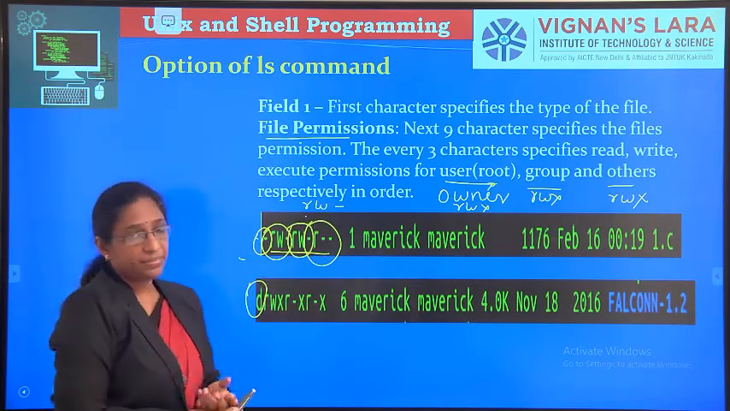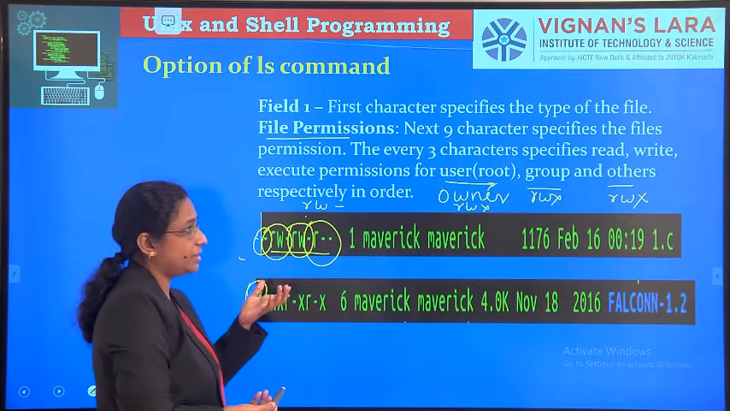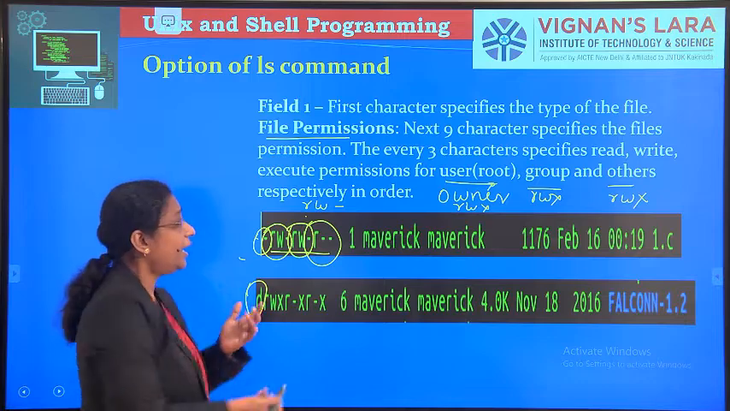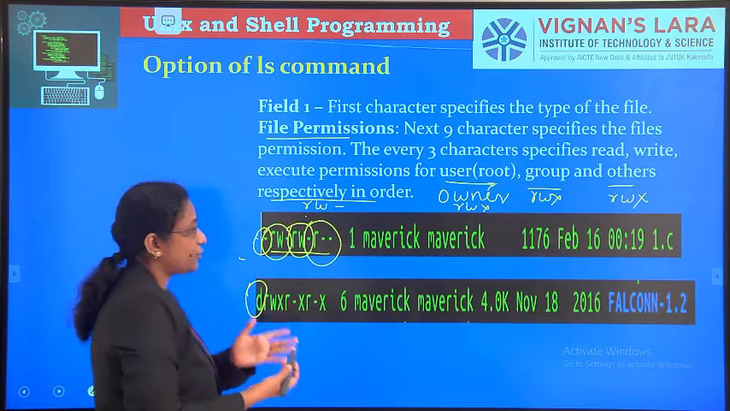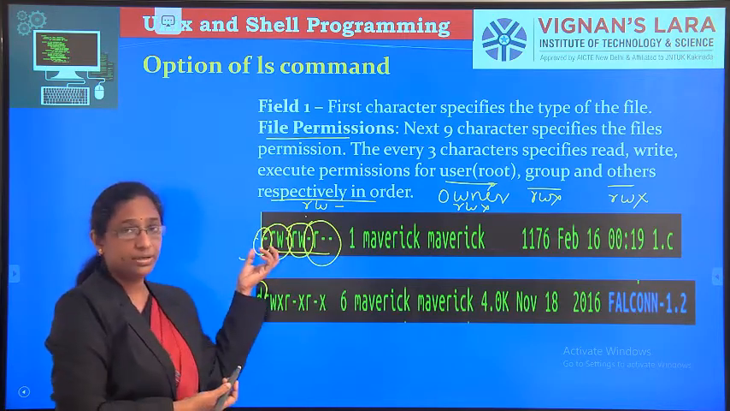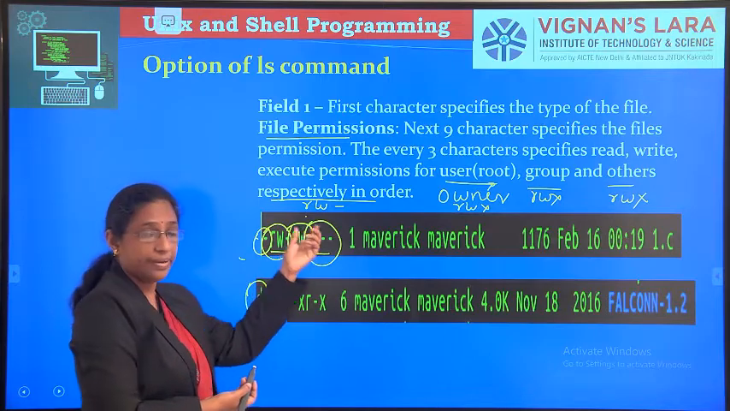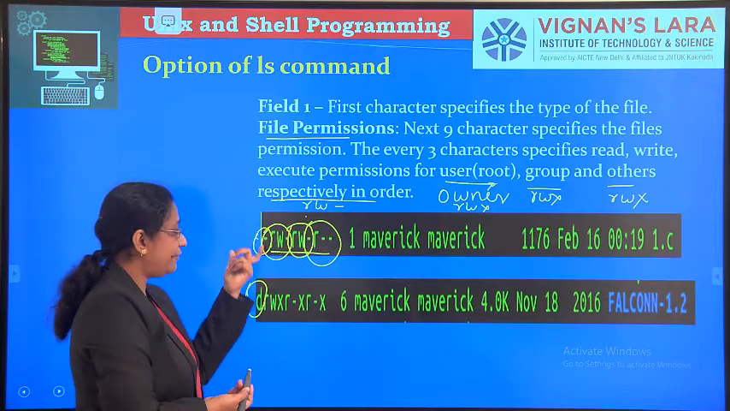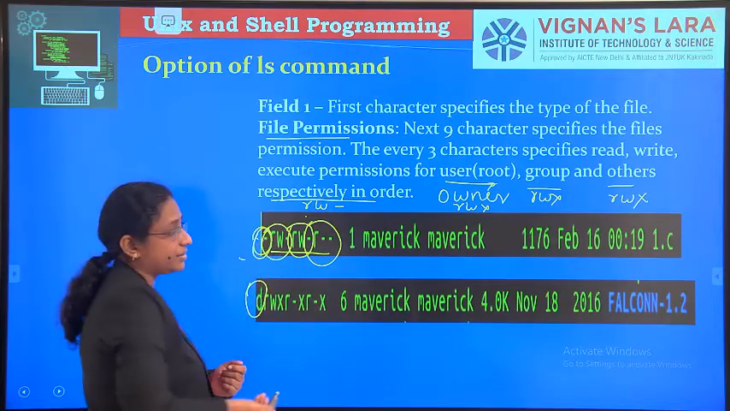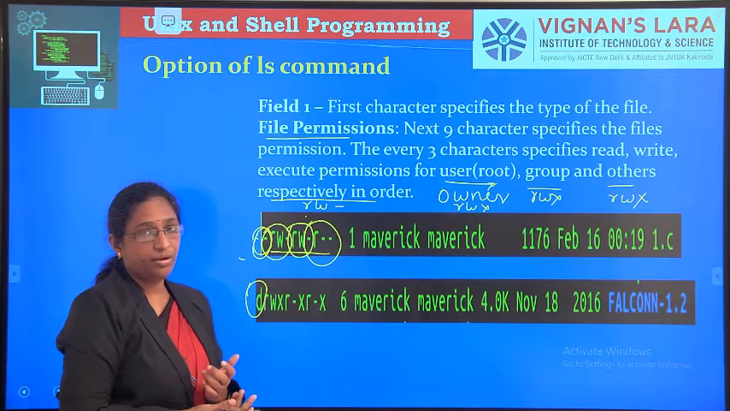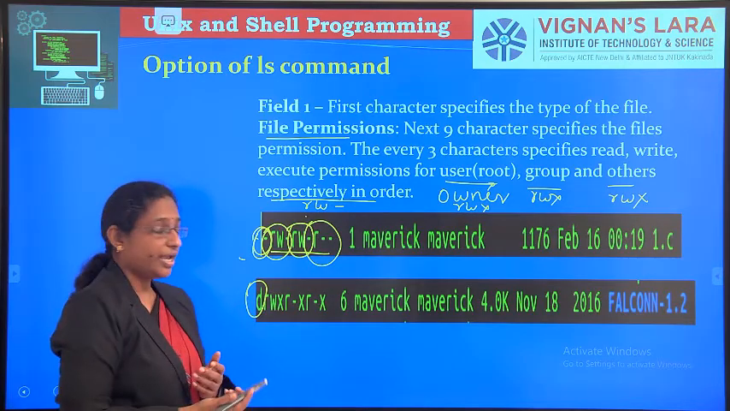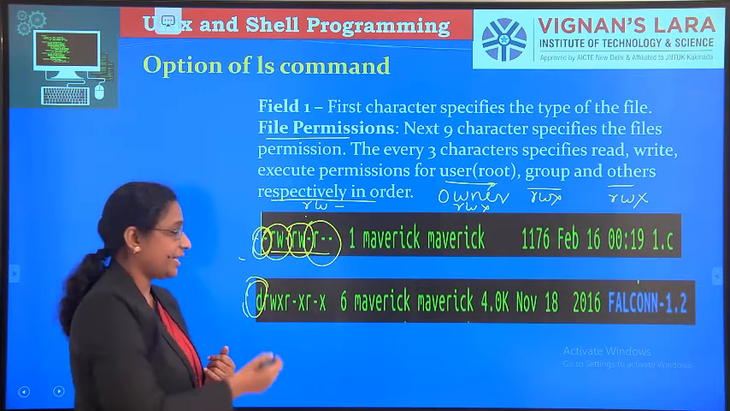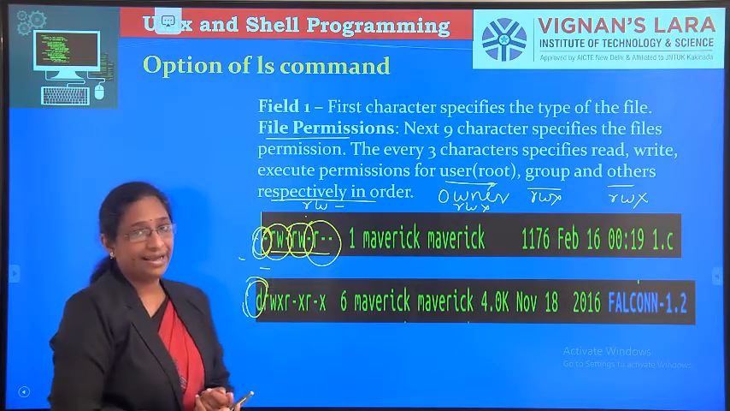File permissions are given to 3 categories: root, or we can say owner, group, and others, respectively in order. The first 3 characters represent the owner, the next 3 the group, and the remaining 3 the others. The first character represents whether it is a normal file or a directory. If it is a directory, it is represented by d. If it is a normal file, it is represented by a simple hyphen.